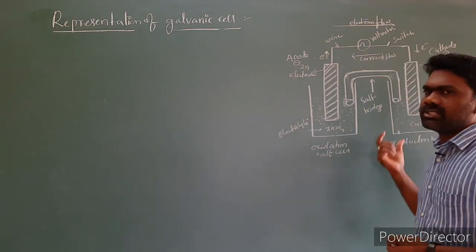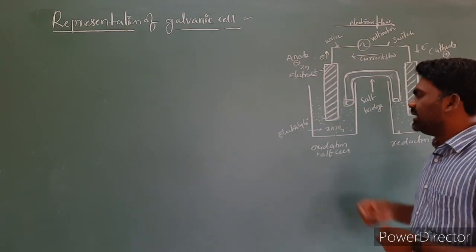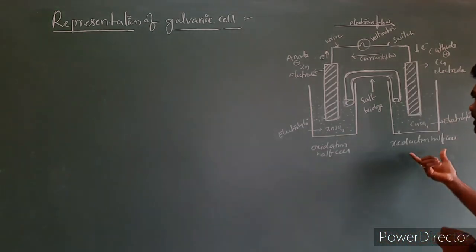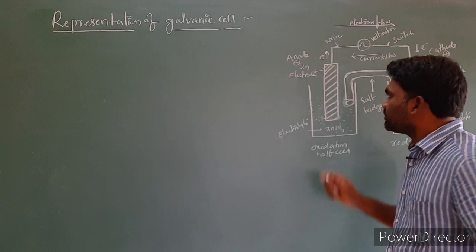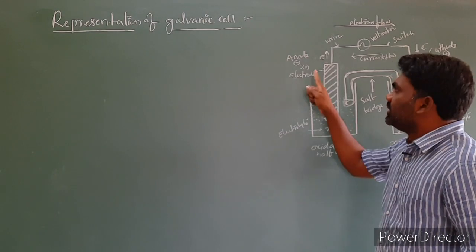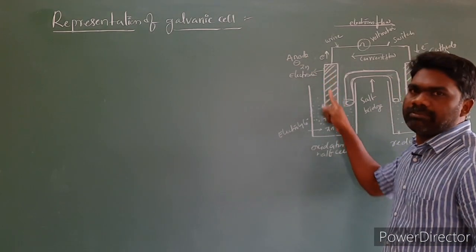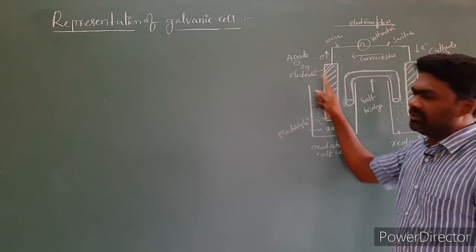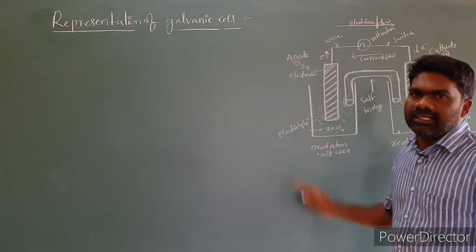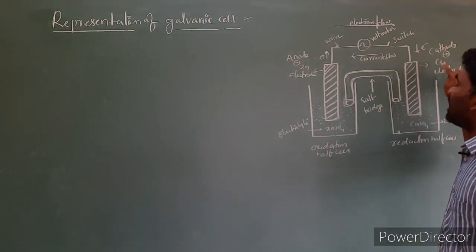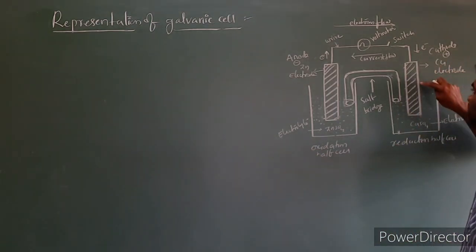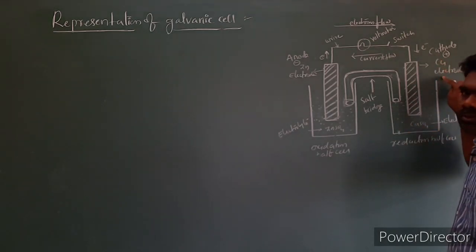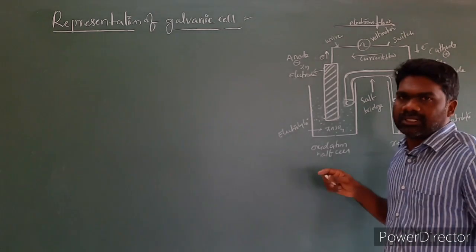I already wrote the construction of the Daniell cell on the board. The Daniell cell contains two half cells, one is the oxidation half cell and the second is the reduction half cell. In one half cell, a zinc rod is dipped in a zinc sulfate solution. The zinc rod acts as the electrode, and zinc sulfate is the electrolyte. In another half cell, a copper rod is dipped in a copper sulfate solution. The copper rod is the electrode and the copper sulfate is the electrolyte.